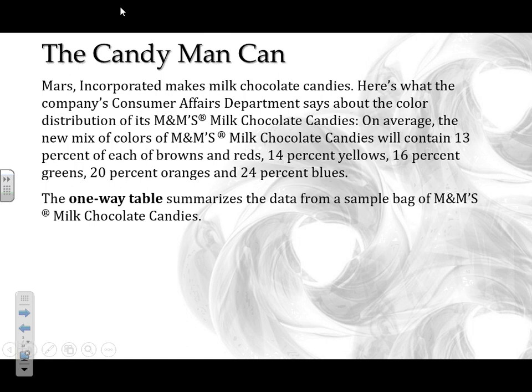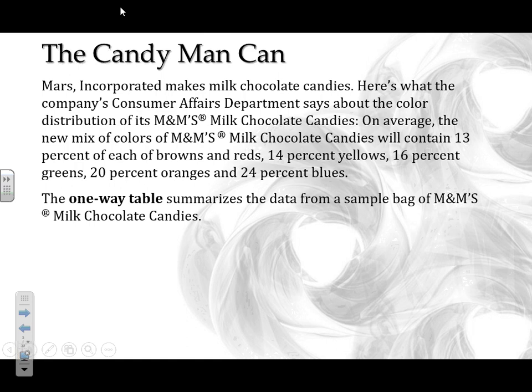So Mars Incorporated makes milk chocolate candies. Here's what the company's Consumer Affairs Department says about the color distribution of its M&Ms. On average, the new mix of colors for M&Ms will contain 13% of each browns and reds, 14% yellow, 16% greens, 20% oranges, and 24% blues.